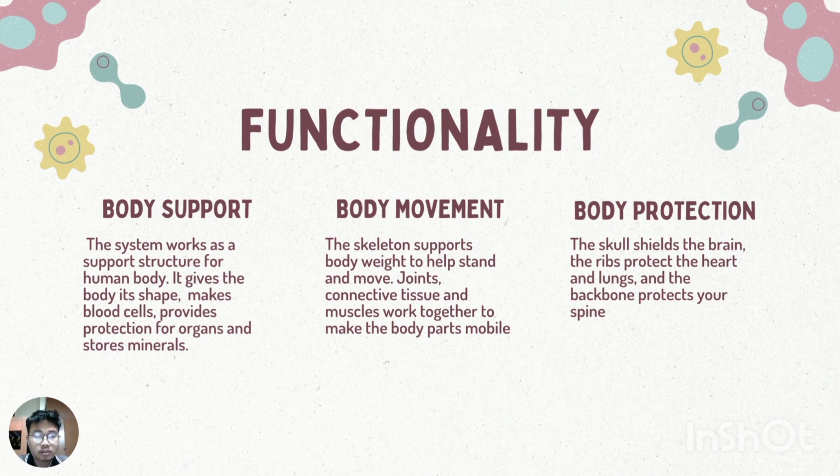Joints, connective tissues, and muscles work together to make the body parts mobile. And lastly, it is also body protection: the skull shields the brain, the ribs protect the heart and lungs, and the backbone protects your spine as well.